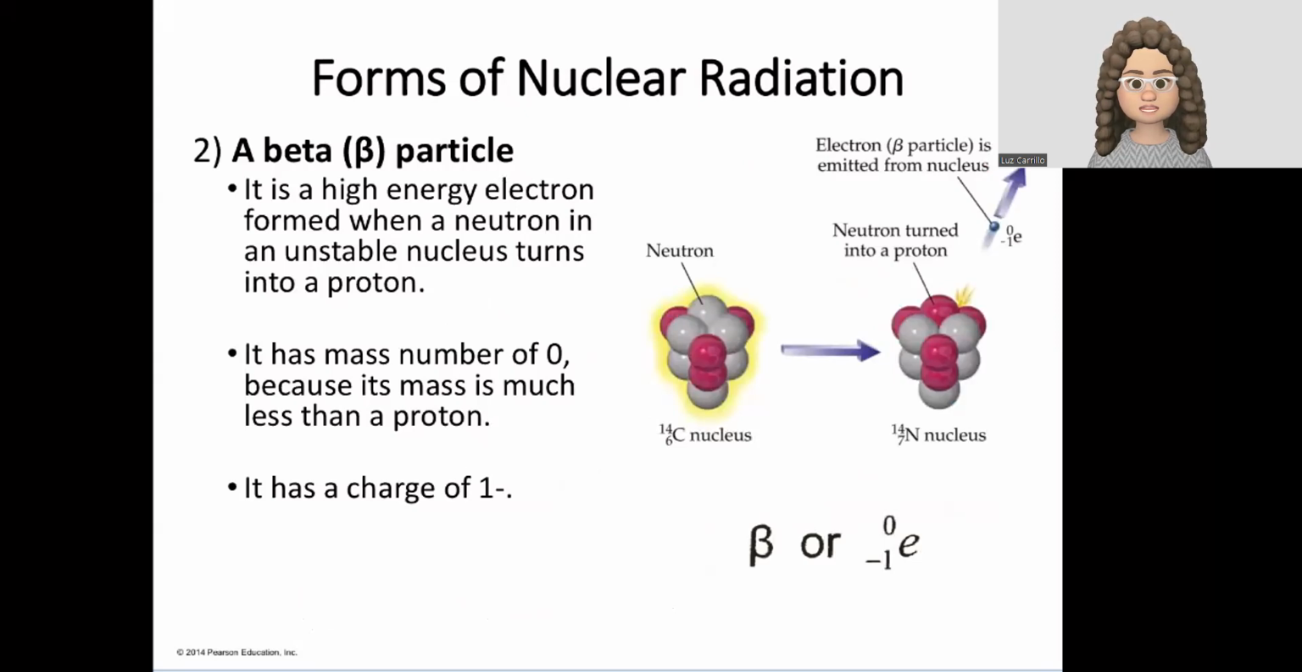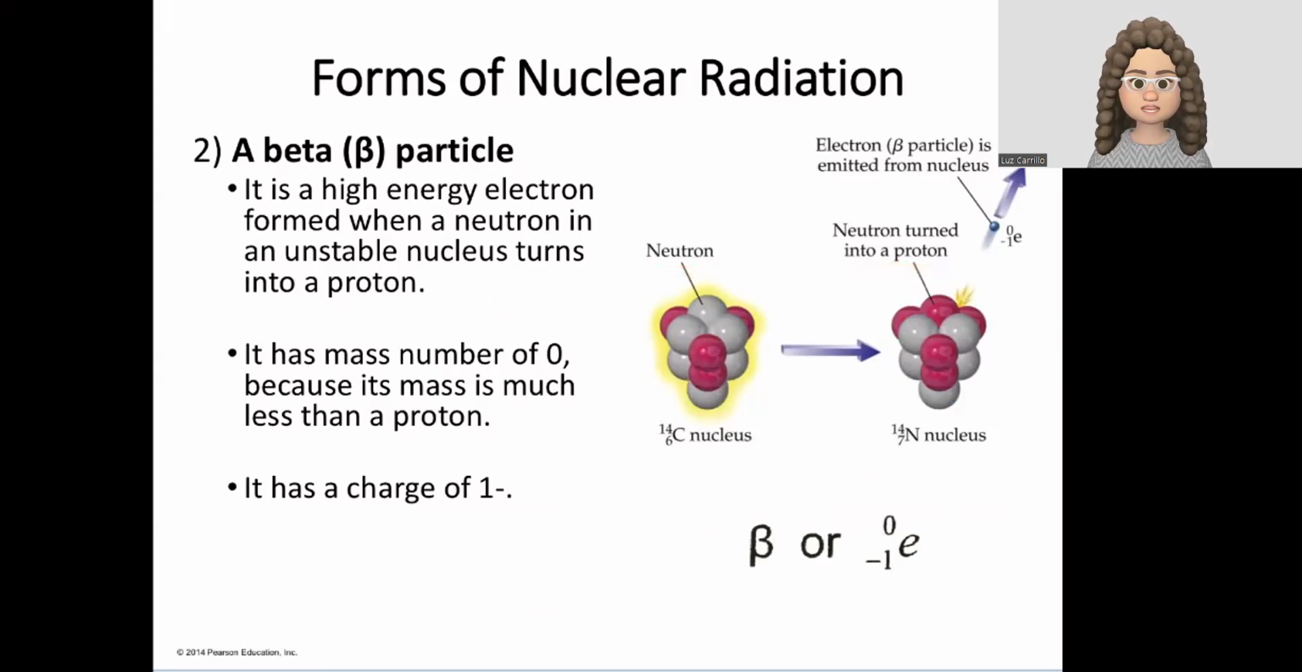The next type of nuclear radiation that you need to be familiar with is a beta particle. A beta particle is a high energy electron that forms specifically when a neutron in an unstable nucleus turns into a proton. So the switch is that a neutron changes into a proton.